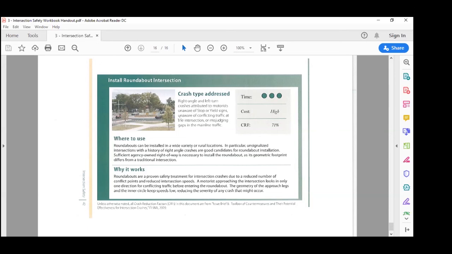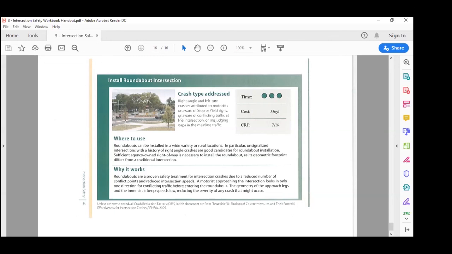Okay, the crash types we're trying to address are right angle and left angle crashes because of motorists unaware of stop or yield signs. Also to improve traffic flow, roundabouts can be used in a wide variety of urban locations, and they're now used in rural locations. Okay, they work because they keep traffic flowing. A motorist approaching the intersection looks in only one direction instead of both directions.